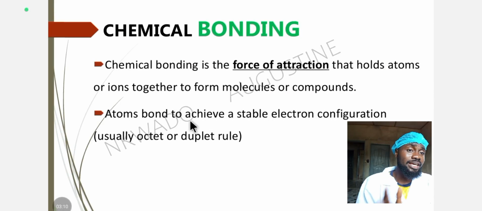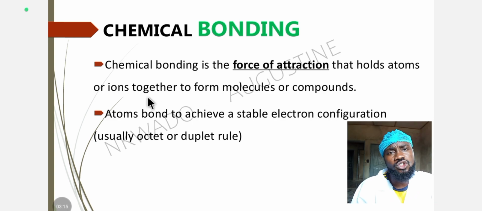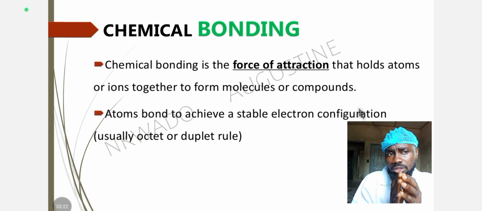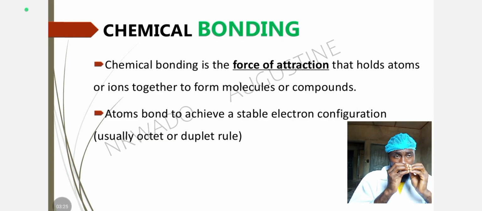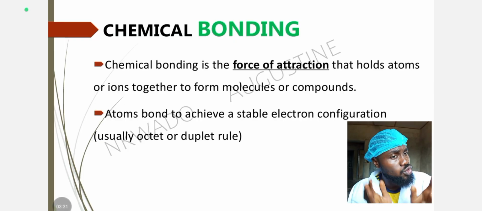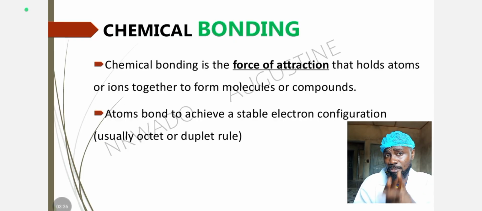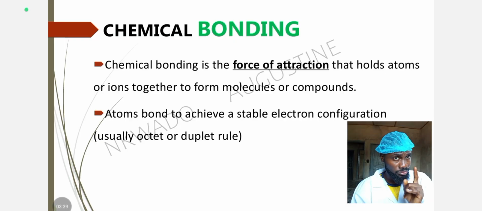First of all, let's define chemical bonding. What is chemical bonding? Chemical bonding is the force of attraction that holds atoms or ions together to form molecules or compounds. So chemical bonding is like the foundation of the force of attraction when dealing with chemicals. Remember, there is also physical bonding, or physical bond. But here we are talking about chemical bond.